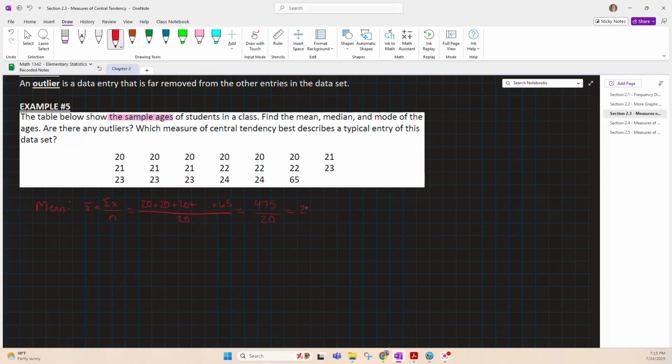Okay, so I have 475 divided by 20. That gets me 23.75. Remember, we round to one more decimal place than we're given. We're given no decimal places, so we round to one. So that's going to be about 23.8 years old. That's our average age.